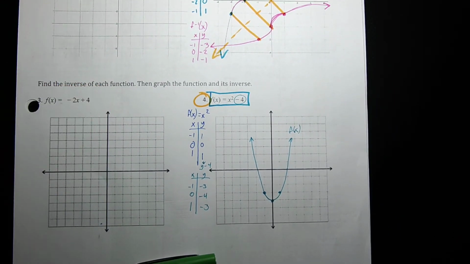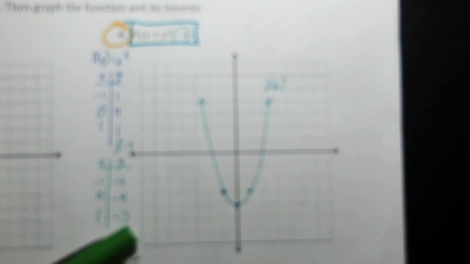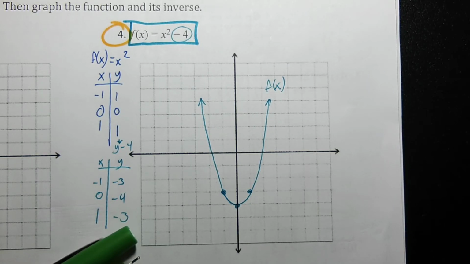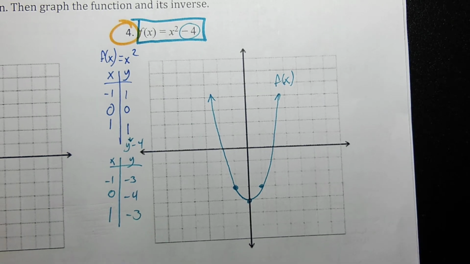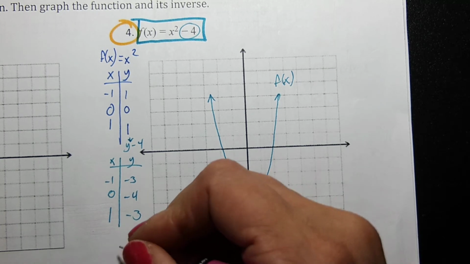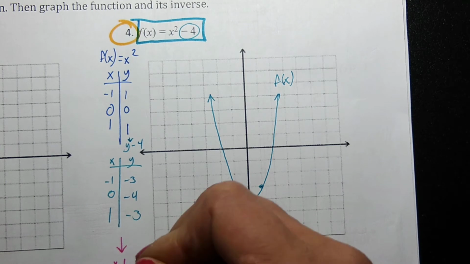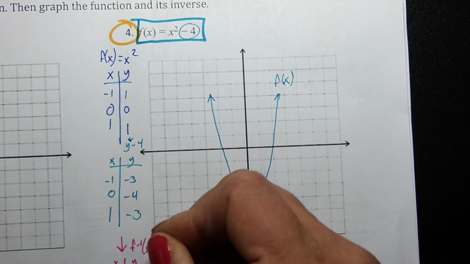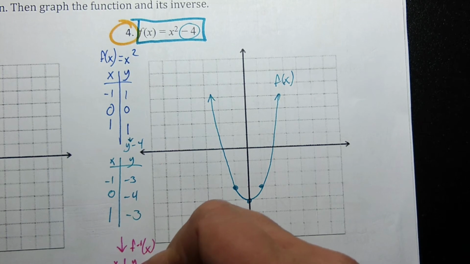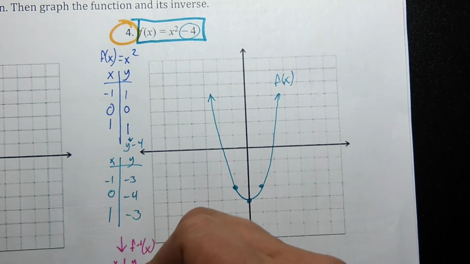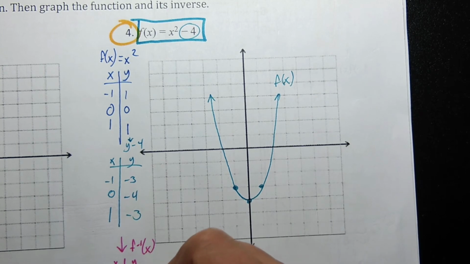All right, folks, how did we do with our original function? Parent table looks like this. That -4 on the outside moves us down 4, so we're going to subtract 4 from each of the y values. So that is my original function. So now, how are we going to find the inverse function to graph it? Switcheroo the tables. Switch all the x values and all the y values around. So -1, -3 becomes -3, -1. 0, -4 becomes -4, 0. 1, -3 becomes -3, 1.